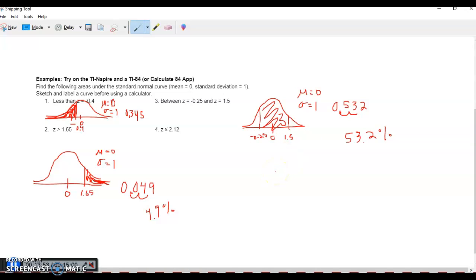I'm going to stop this video now. I have a 15-minute time limit. I'm going to make a second video, and then I'll post that as well. We'll look at, well, what if it isn't standard normal? And we'll also look at what if you have to work backwards.